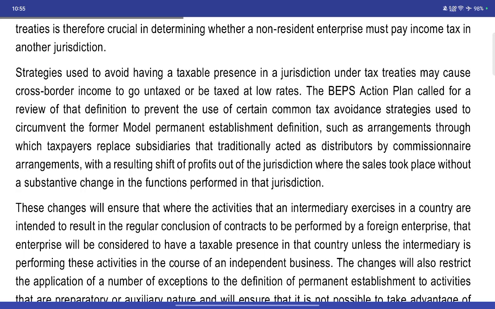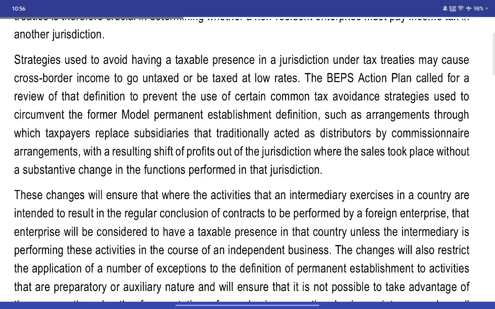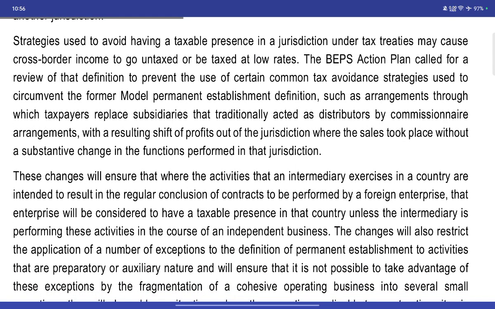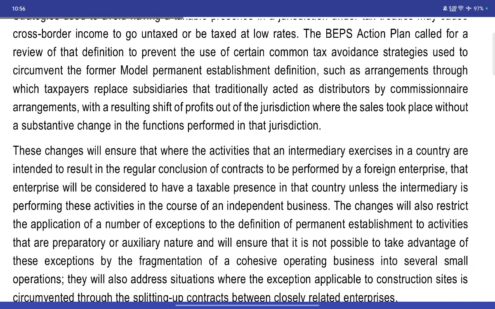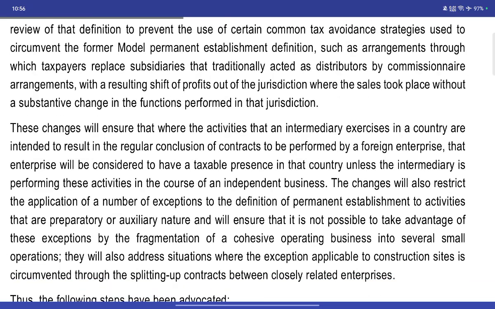The base erosion and profit shifting action plan called for a review of the definition to prevent certain common tax avoidance strategies used to circumvent the former model permanent establishment definition. Such arrangements, where the taxpayer replaced subsidiaries that traditionally acted as distributors with a commissionaire arrangement, resulted in a shift of profit out of the jurisdiction where the sales took place, without a substantial change in the functions performed in the jurisdiction.